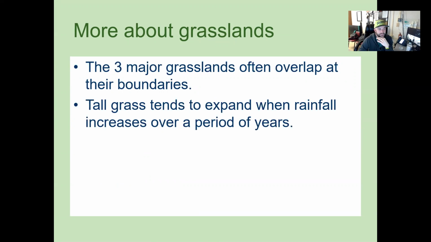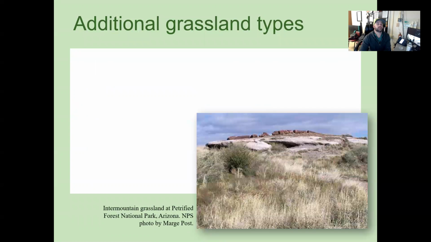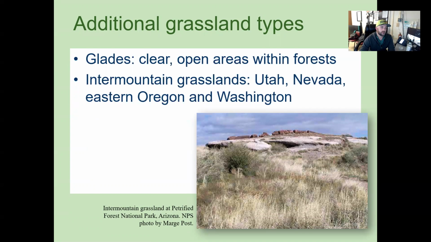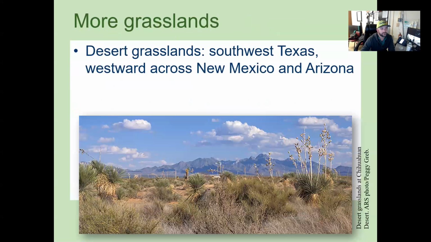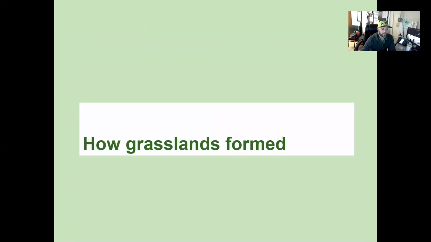Tall grass tends to expand when rainfall increases over a period of years, and mixed and short grass areas expand during droughts. Additional grass types: glades, which are clear open areas within forest; intermountain grasslands in Utah, Nevada, Eastern Oregon, and Washington; desert grasslands, from Southwest Texas westward across New Mexico and Arizona; and California grasslands, in the Central Valley and southwestern areas of California. The picture you see below is a desert grassland.